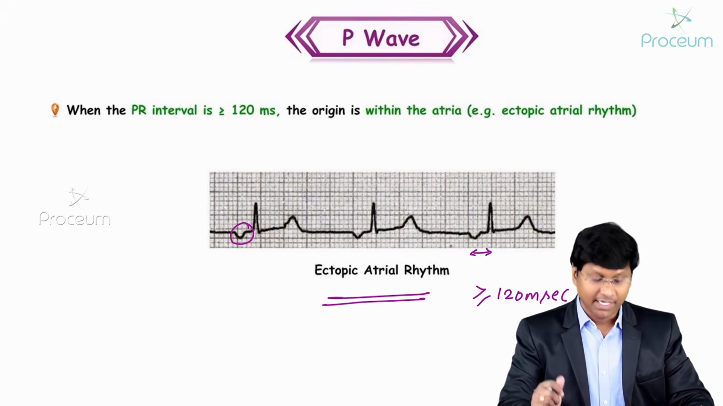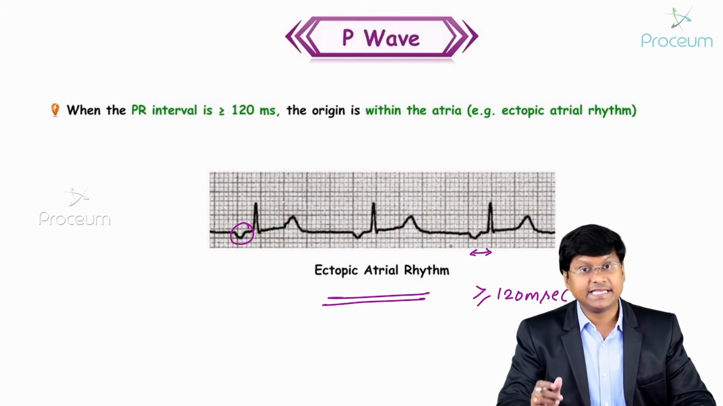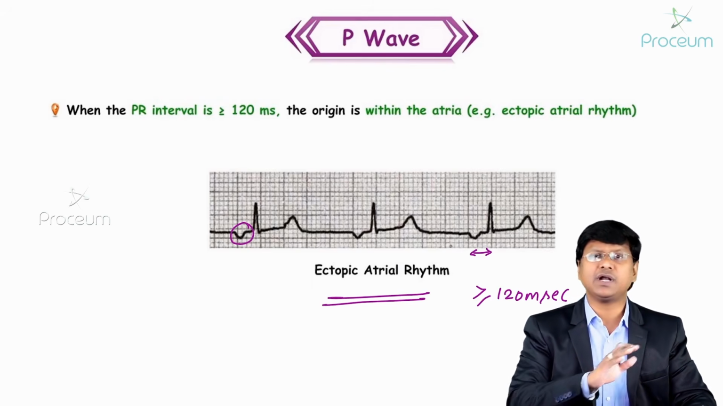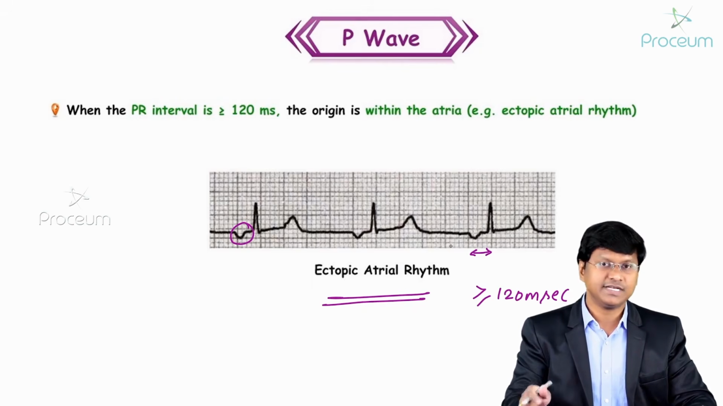All right. Now, followed by that, in certain ECGs, you will not have a P wave at all. Let me show you the ECG.